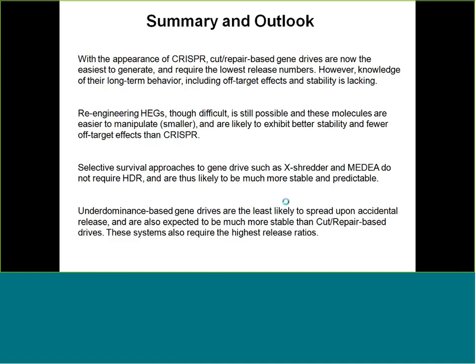But selective survival approaches to gene drive do not require homology-dependent repair, and thus are likely to be even more stable and more predictable in their behavior. And then underdominance-based systems are the least likely to spread upon accidental release and are also expected to be much, much more stable than these cut-repair-based systems. But these require the highest release ratios.